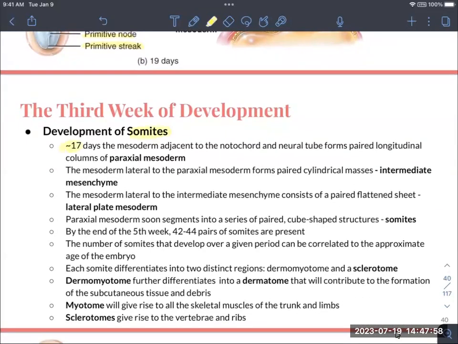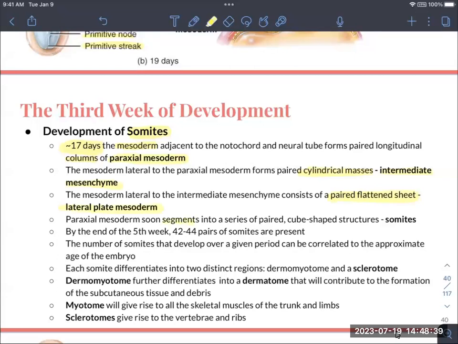Somites. This happens at about day 17. That mesoderm, it's kind of lateral to that notochord, neural tube, and is going to form columns. Paraxial mesoderm. They're going to start to form cylindrical masses, which are those intermediate mesenchyme. That mesoderm has a pair of flattened sheets that is known as the lateral plate mesoderm.